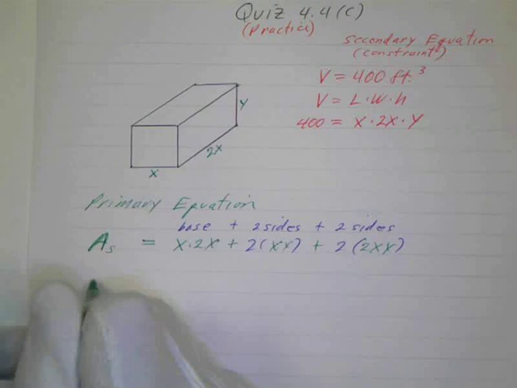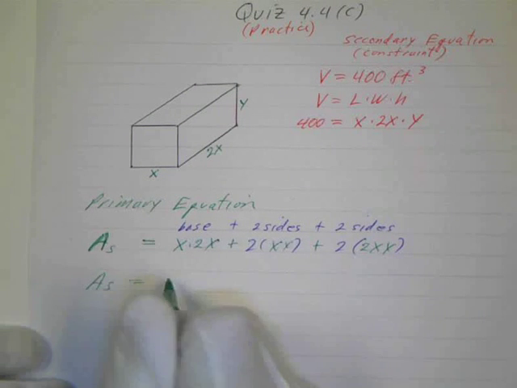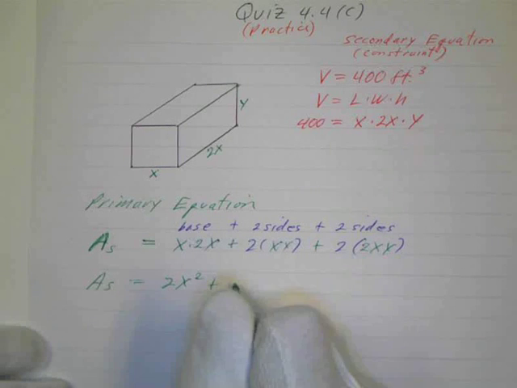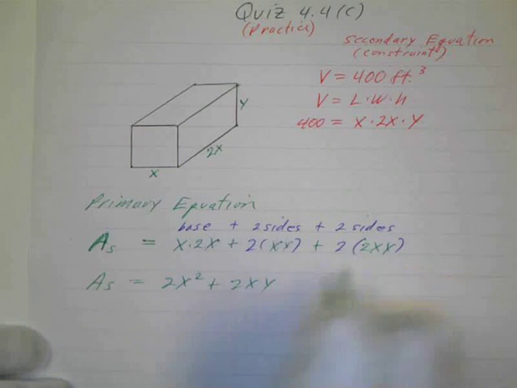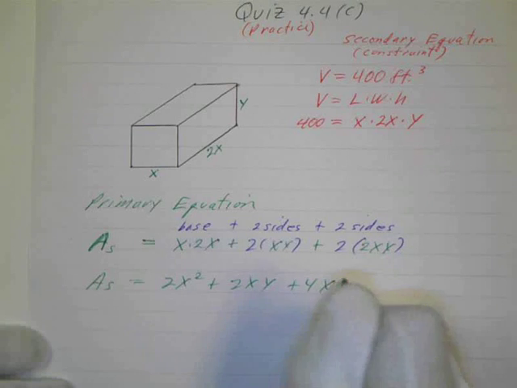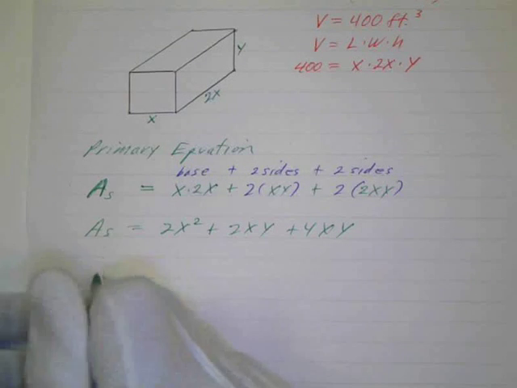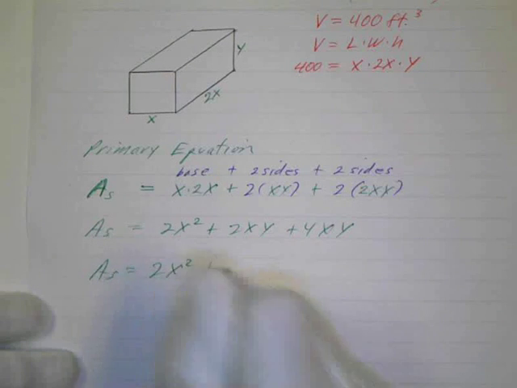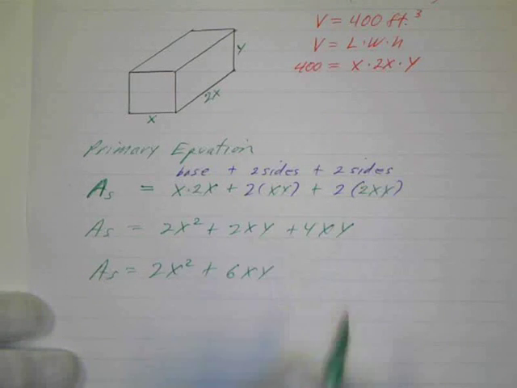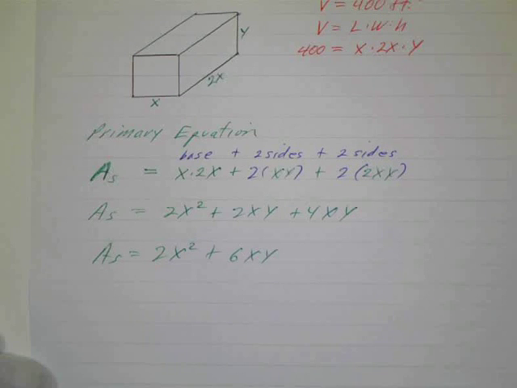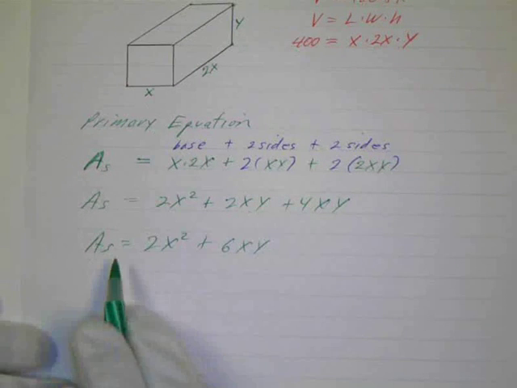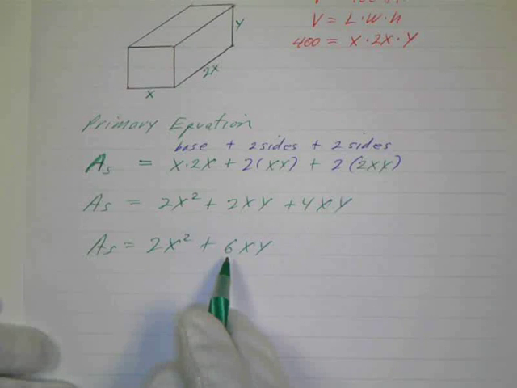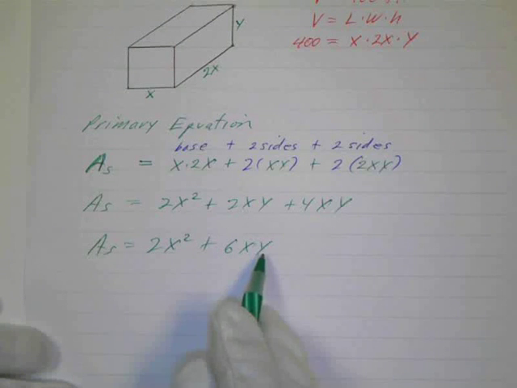Okay, so we can simplify this quite a bit. We have S equals 2x squared. And then I've got plus 2xy, and then 2 times 2 is plus 4xy. That's going to be 2x squared plus 6xy. All right. Now, this is, again, what I want to minimize. So I'm going to have to take the derivative of this, but I can't because I've got 2 unknowns.